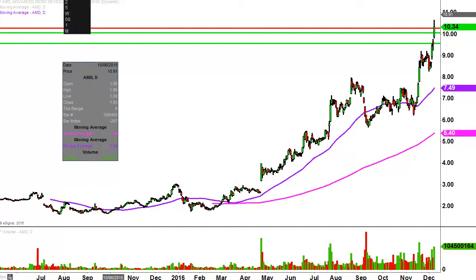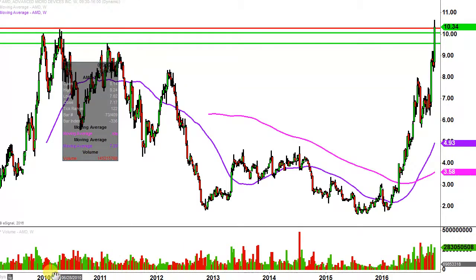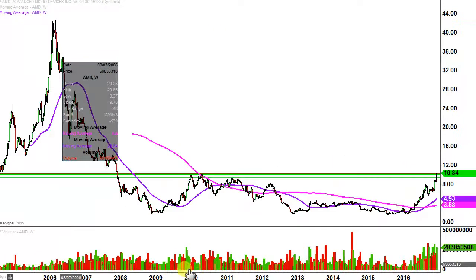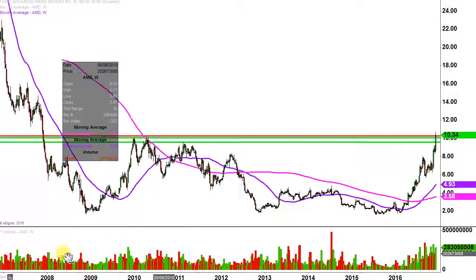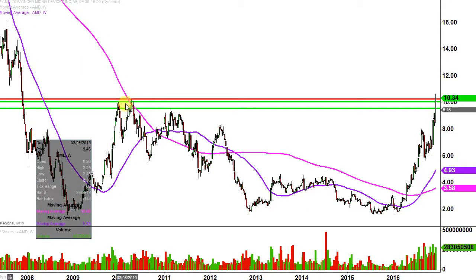Actually, I think we have to go to the weekly time frame. Again, very, very good problem to have. Yeah, wow. Price has not been up this high for an extremely long amount of time. There we go. So let's get this out of the way.